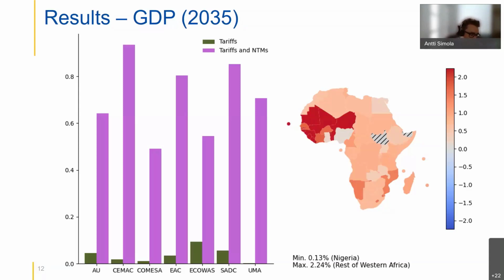So this slide is for the GDP results, how they look in our simulations. And as I mentioned earlier, the GDP increases at the African Union level rather moderately. When compared to previous studies, it's about a 0.6% increase. But the results are positive throughout for all of the regions, and the highest increase we see happens in the rest of the Western Africa region.